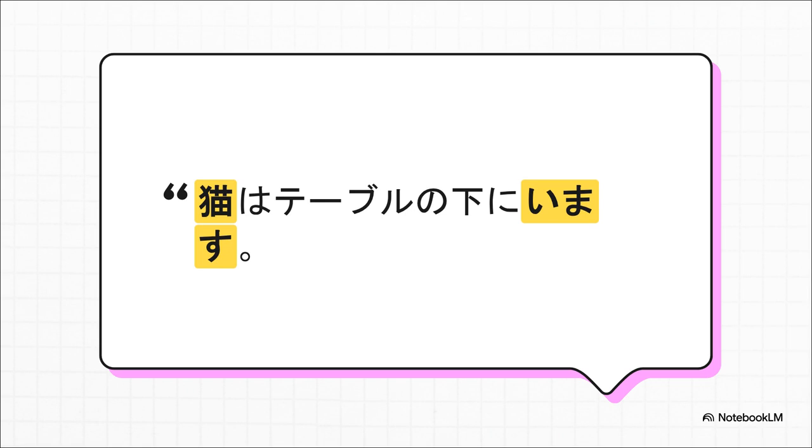And here it is. The problem from the very beginning. The cat, neko, is under the table, teiburu. The location word is shita. But here is the key. Is the cat alive? Yes, of course. And that is why this sentence absolutely must end with imasu. Neko wa teiburu no shita ni imasu. And just like that, problem solved.